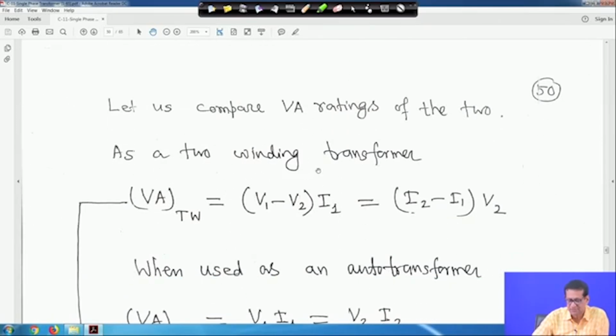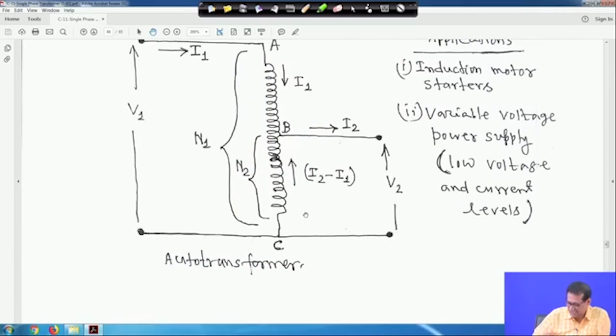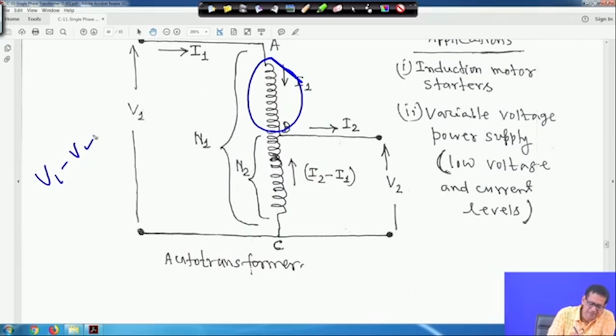As a two winding transformer, TW stands for two winding. So, the volt ampere for the two winding transformer is V1 minus V2 into I1, which is equal to I2 minus I1 into V2, as if this is one winding. The total voltage here is V1, and this is V2. So, the voltage here is V1 minus V2 and the current flowing through this is I1. This is the volt ampere rating for this winding, as if the two windings are separate.